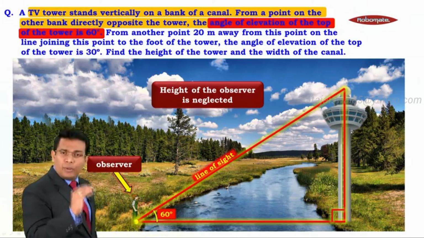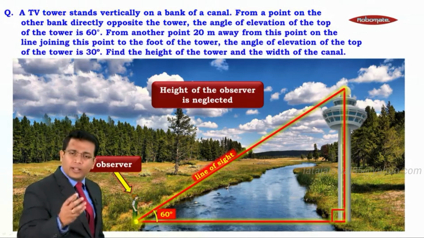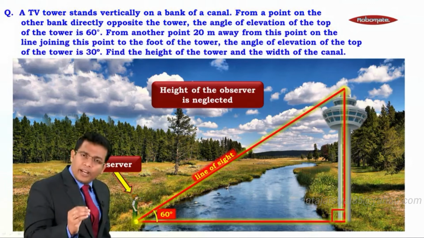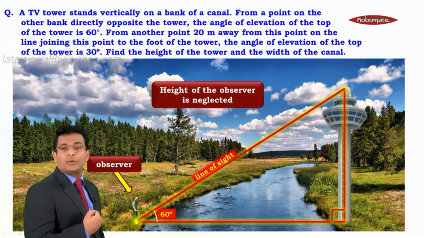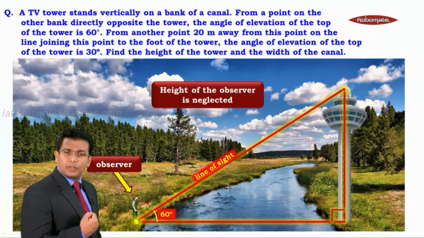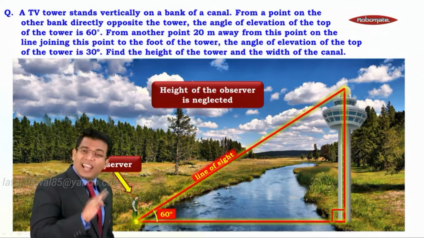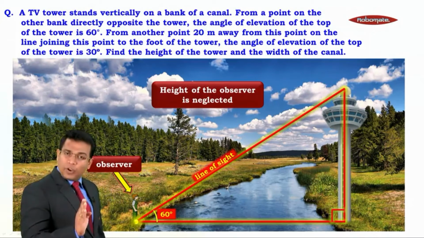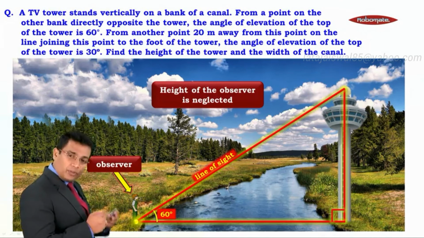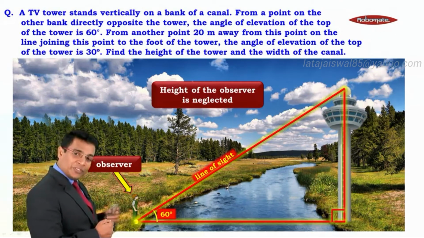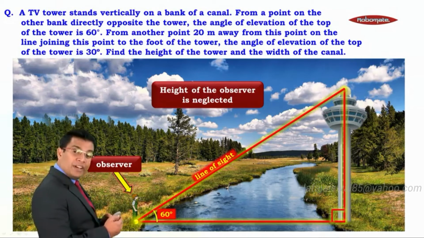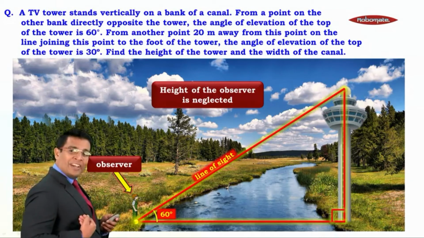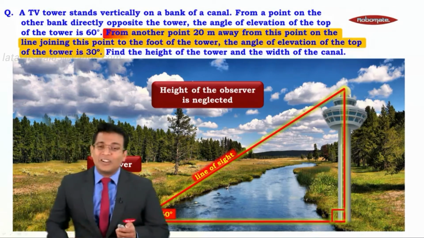Now it says from another point. So we have to consider another point. From another point, 20 meter away from this point. So from this point, you have to take a point which is away from this 20 meter. On the line joining this point to the foot of the tower. That means from this to the foot of the tower on that particular line. Same line, you have to take a point which is 20 meter away. So you have to take a point backwards here, right? So we are taking that point here.